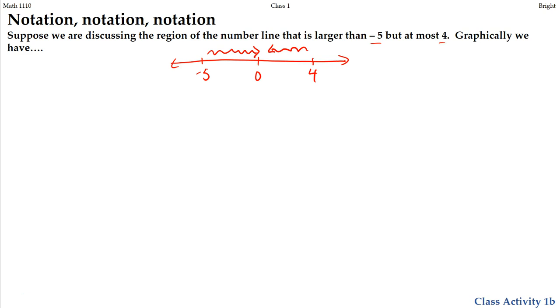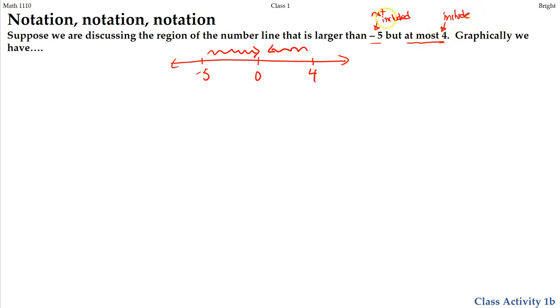Now, different books do different notations. So you may have seen this in the past represented in different ways. Some books use dots, or open dots and closed dots. Others use parentheses and brackets. I like parentheses and brackets just because it meshes well with the algebraic notation. So if we're talking about larger than -5, that means we're not including -5, right? So this is just going to say not included. But the language at most 4 includes 4. Because we're saying it can be 4 and anything under.